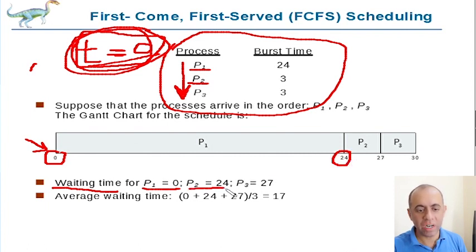So P2 had to wait 24 time units. Similarly, P3 arrived at t equal to 0 and P3 was sent to CPU at t equal to 27. So these are all three individual waiting times for all these three processes, and on average the waiting time for all these three processes is 17.